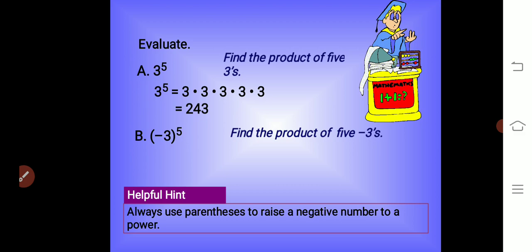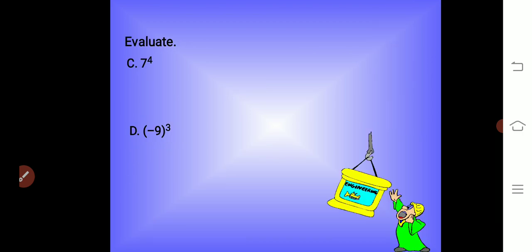So B, negative 3 to the power of 5. Find the product of 5 negative 3s. So equals negative 3 times negative 3 times negative 3 times negative 3 times negative 3. So the answer is negative 243. So helpful hint, always use parentheses to raise a negative number to a power.